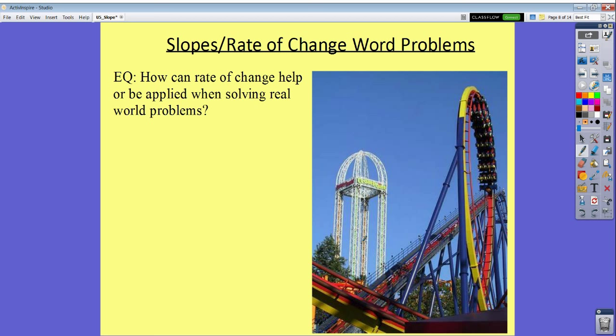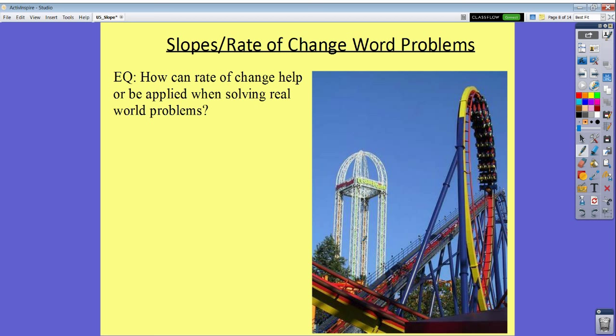Smith. Today we're going to talk about slope and rate of change word problems. The prior video we did just regular slope, rate of change. This time we're going to incorporate some word problems. That's why the EQ is the same. How can rate of change help or be applied when solving real world problems?